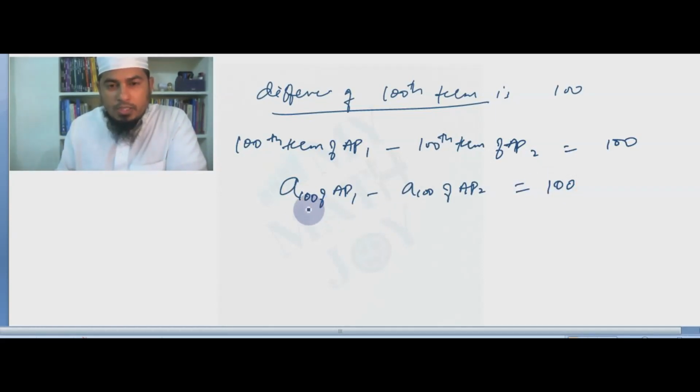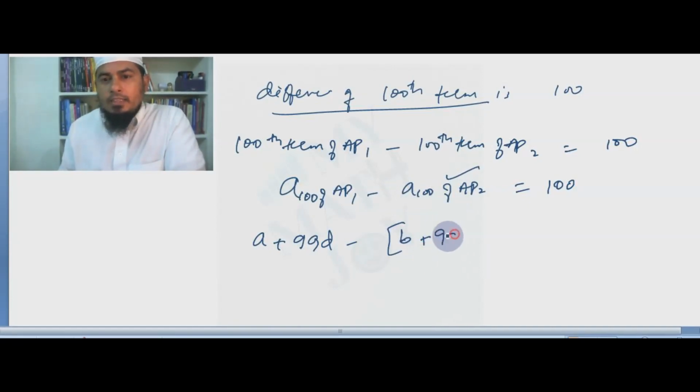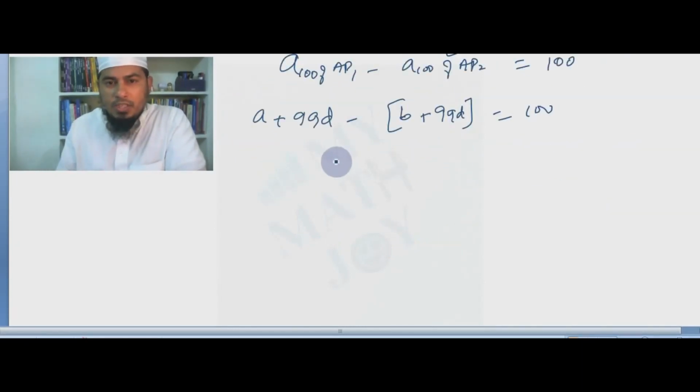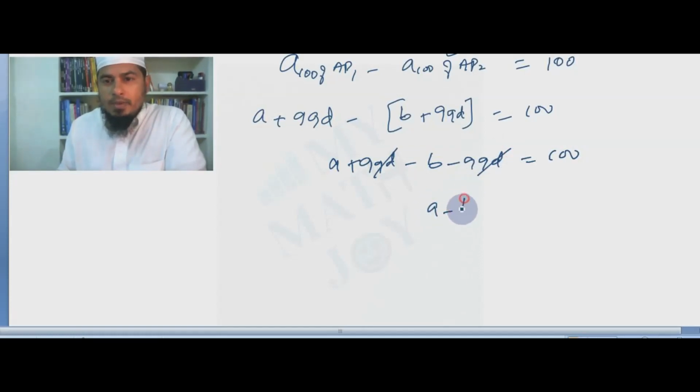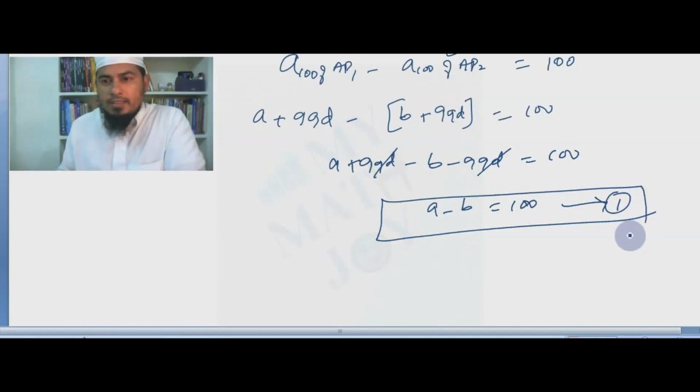The 100th term of AP1 is how much? It is a plus 99d, minus the 100th term of AP2. The 100th term of AP2 is b plus 99d. If you expand the bracket, you get a plus 99d minus b minus 99d is 100. 99d minus 99d cancels, so a minus b is 100. You get equation number 1. Let us keep this as it is.